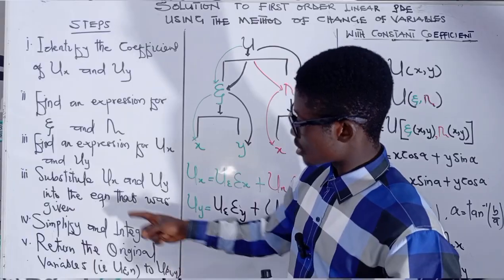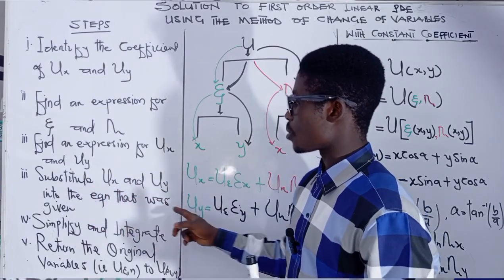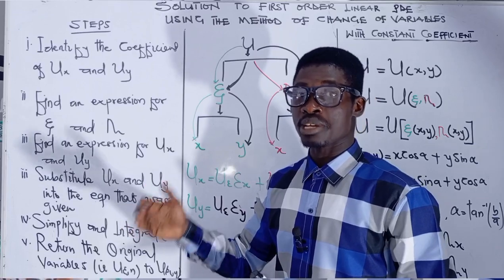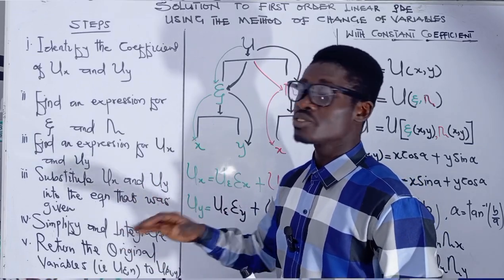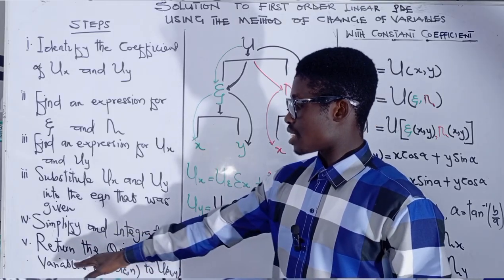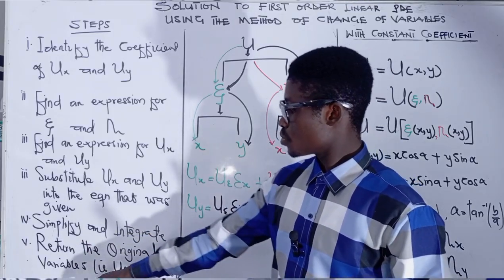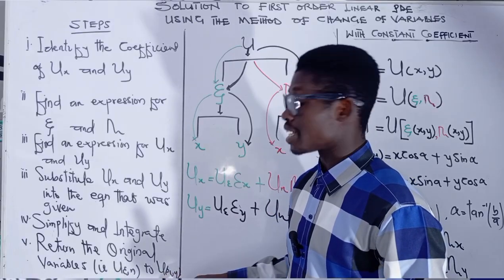Now, once you know the expression for ux and then uy, we substitute ux and uy into the equation that was given. So the equation that will be given, you substitute the expression for ux and the uy into that equation, and then you simplify and then you integrate, and then return the original variables, that is, u as a function of x and y.